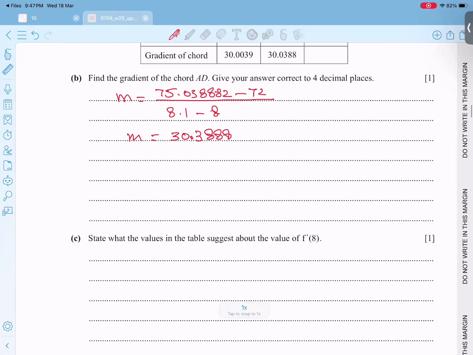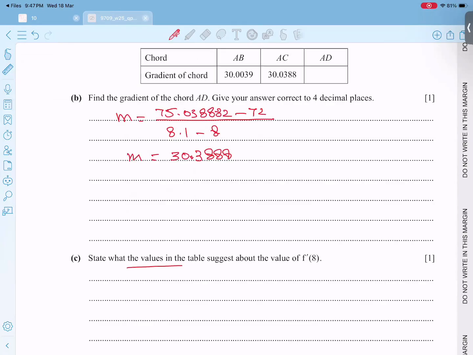Now state the values of the table, just about the value of f dash. You know, students, what does dash stand for? Gradient. And it is given as a gradient. If you see the pattern of the gradient, gradually I can show you. For example, this gradient I'm going to plug in here: 30.3888.